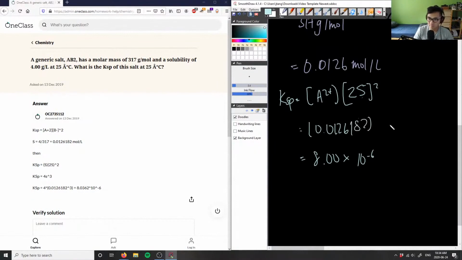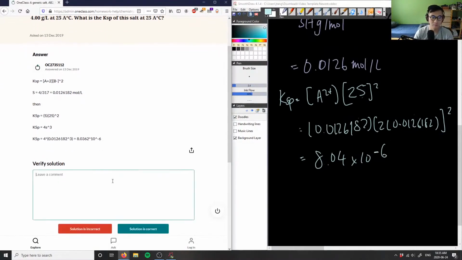That was my fault. There we go. So that's what you should plug into your calculator, and then you get a value of 8.04 times 10 to the negative 6. This will be our Ksp value for this problem. So this solution is correct. They actually did a better job than I did, because I didn't take enough decimal places for the concentration.